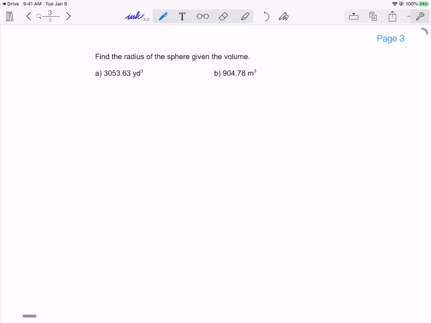So now we've got some where we have to work backwards. We're given the volume and we want to find the radius. So the first thing we always do when we do these backwards problems is we need to write out the formula for volume. So I'm going to write that volume equals 4 pi r cubed over 3. Now I'm going to replace V with what the volume is. So I'm going to write 3,053.63 equals 4 pi r cubed over 3.